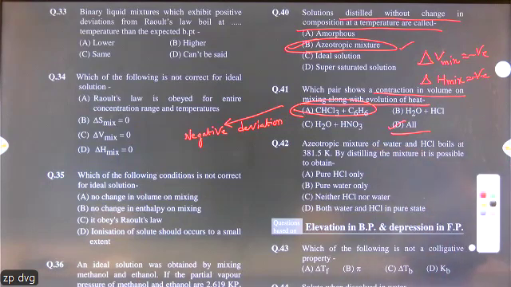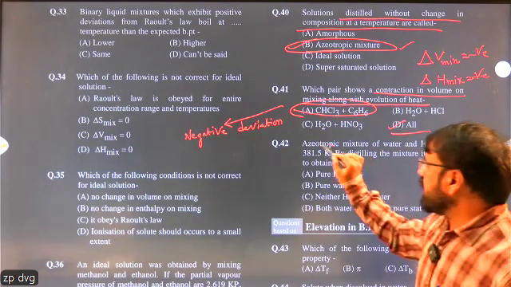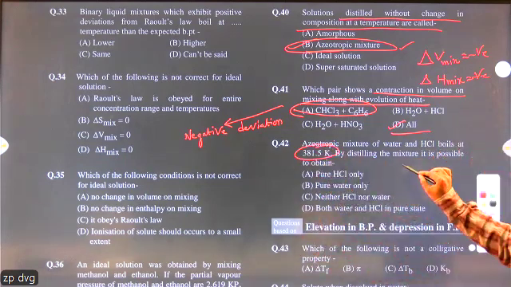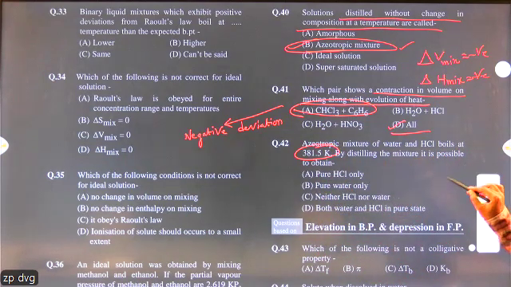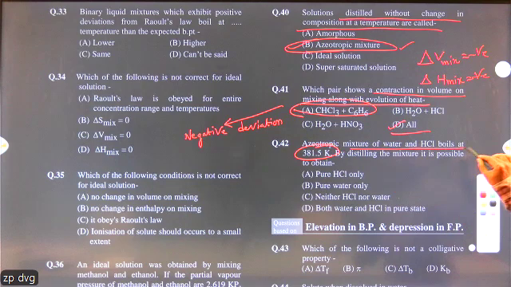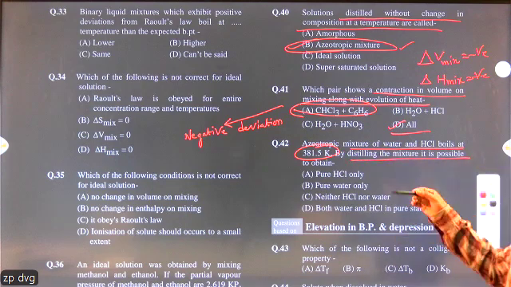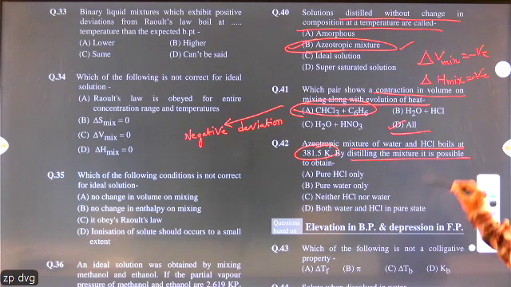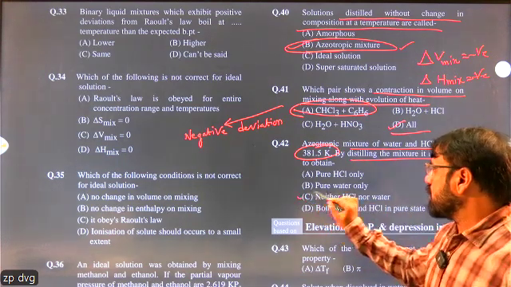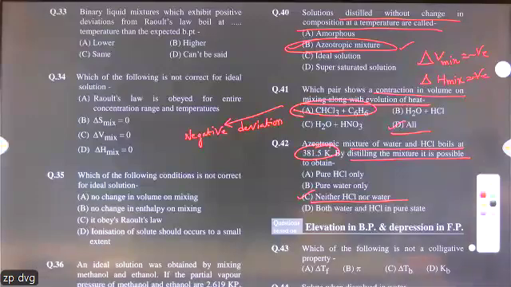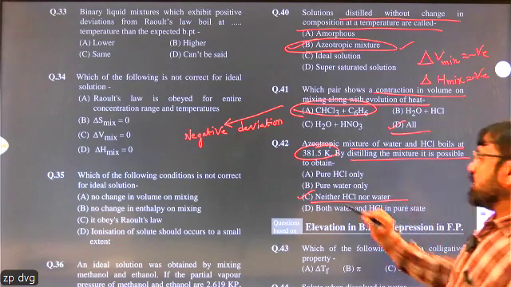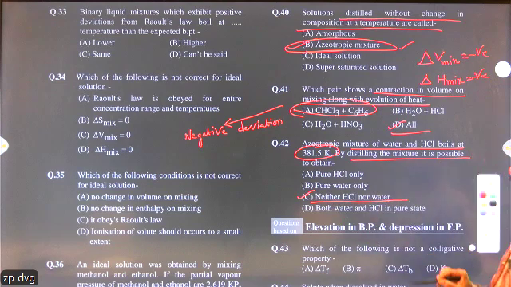An azeotropic mixture of water and HCl boils at 381.5 Kelvin. By distilling the mixture, it is possible to obtain... Actually, this is an azeotropic mixture. We can't get either HCl or water by distilling it. Therefore, the correct answer is neither HCl nor water. In an azeotropic mixture, by distilling we can't separate the components. Option C is the correct answer: we can't get HCl, nor water.